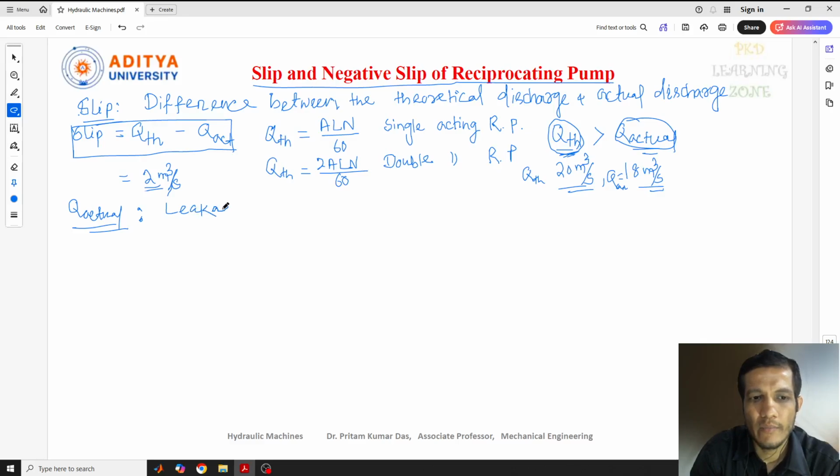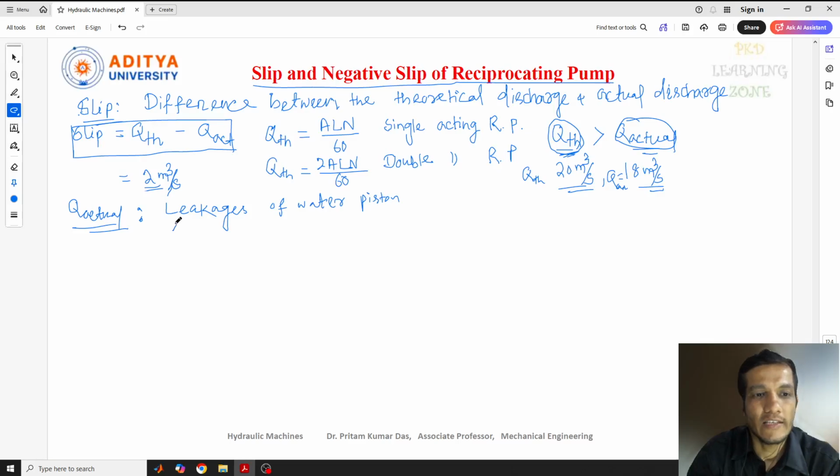Okay, due to some leakages, the leakages of water. That should be where the leakages can occur, you can ask. So the leakages of water, there is only one way, that is the pump, through the piston. Leakages of water through the piston, and due to that it may happen.